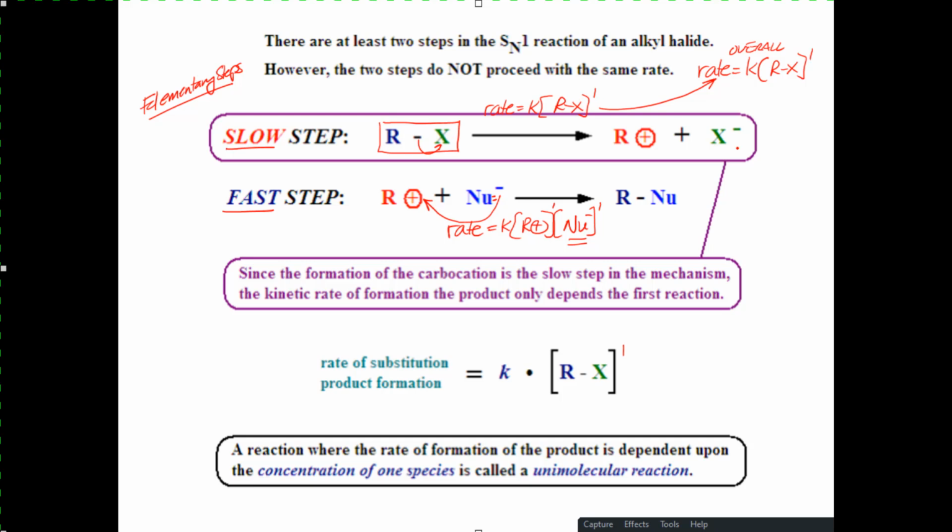Now, this slow step is what is called the rate determining step of the reaction. So the rate determining step of the reaction is the slow step, and in this case it's the formation of the carbocation. That means that this reaction is unimolecular in kinetics, and the key step, the slowest step in the mechanism, is a unimolecular reaction that only involves the reaction of one molecule.